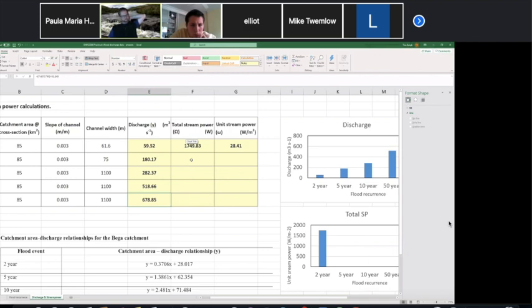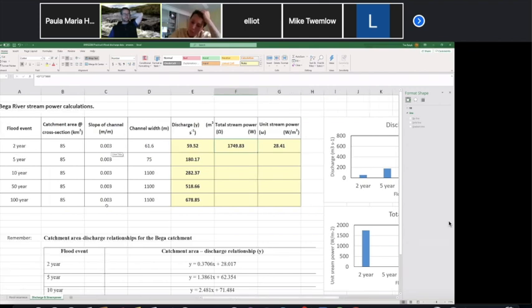So the next thing we need to do is calculate total stream power. I'll just show you the equation for the first one and then you can do the rest. So total stream power, if you remember, we said it was the specific weight of water times discharge times the slope. So we've got the slope here in the channel. It's the same for all of these measurements. So really what we need to do is multiply the discharge, like we had, by the slope by 9,800, which is the specific weight of water.